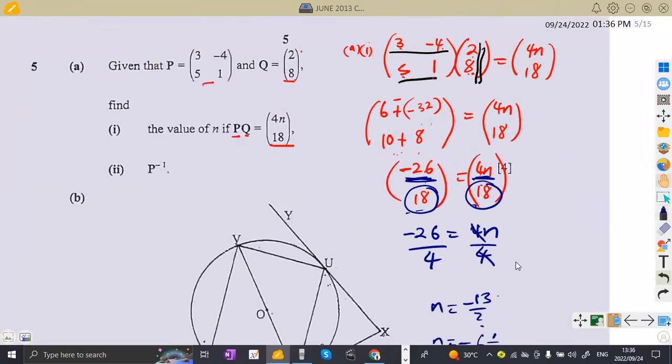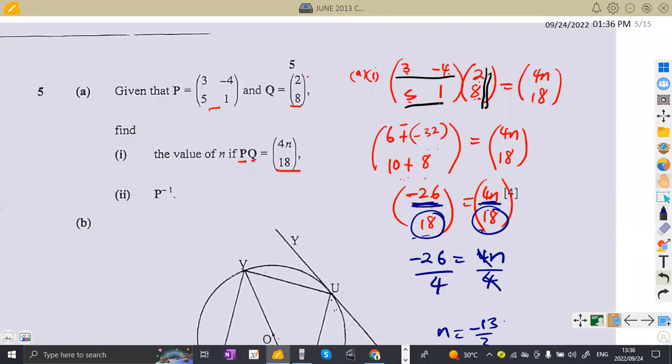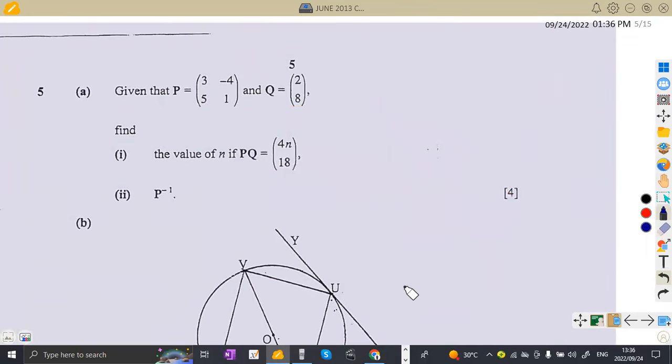Was just multiplication. Okay, so item 2, we now need the inverse of P. So remember, for the inverse of P, what do we need? We need the determinant first. So to find the inverse of P, we are going to find the determinant first of P. So determinant of P, which can be written like this, is equal to, remember, we've got A, B, C, D, which is equal to AD minus BC.